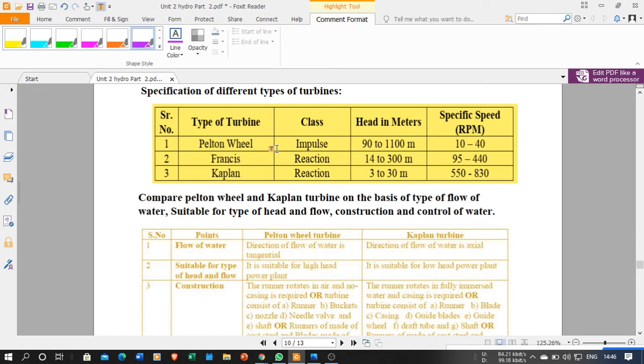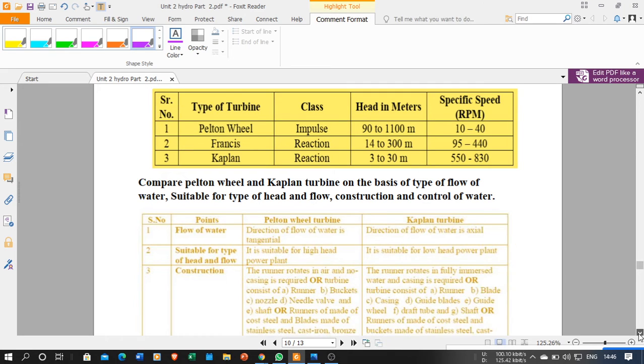It can be used for a head of 14 meters to 300 meters, and its specific speed is 95 to 440 rpm. And the Kaplan turbine is also a reaction turbine. Its head is 3 to 30 meters. It is the lowest head turbine, and its speed is 500 to 800 rpm.